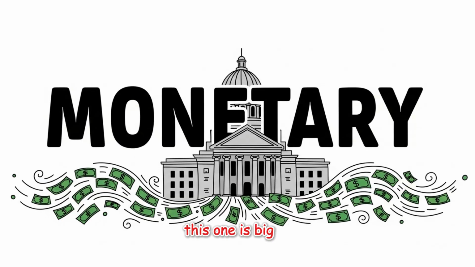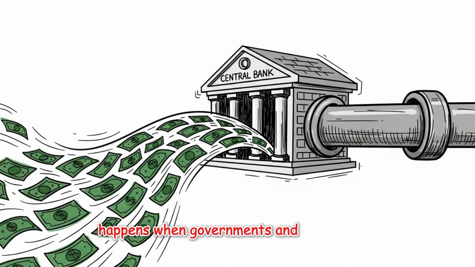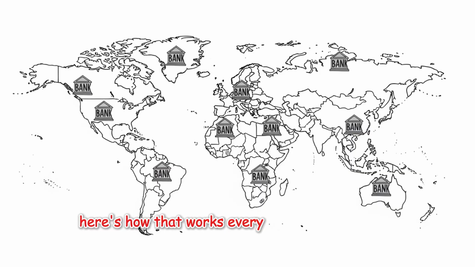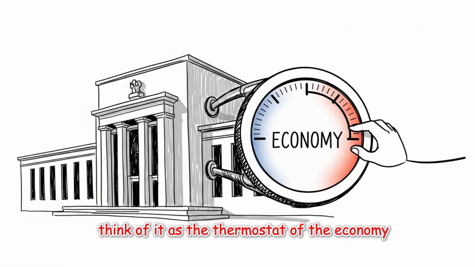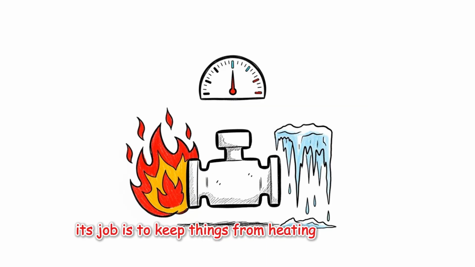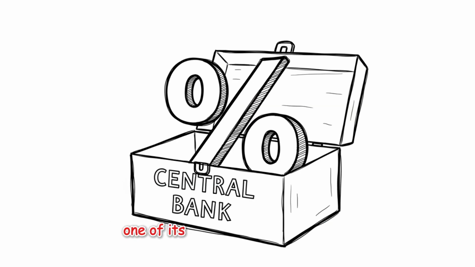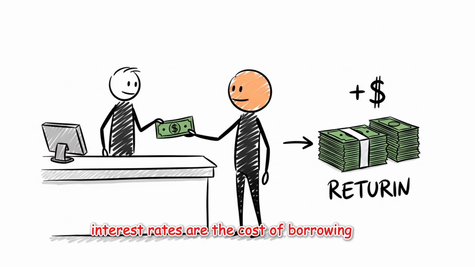This one is big. This happens when governments and central banks increase the money supply. Here's how that works. Every country has a central bank. In the US, it's the Federal Reserve. Think of it as the thermostat of the economy. Its job is to keep things from heating up or freezing. One of its main tools is interest rates. Interest rates are the cost of borrowing money.